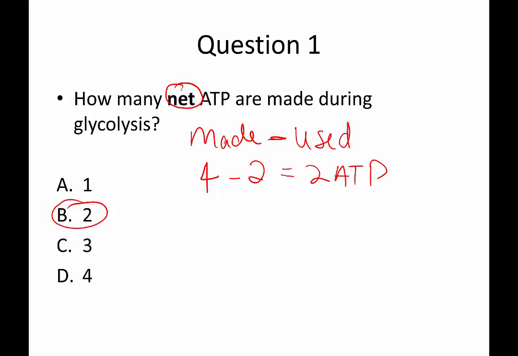So the major point of this question is just to teach you the definition of net. It's how many ATP are made minus how many are used. And really the only process in cellular respiration where we use this word net ATP made is glycolysis, since that's the only process that actually uses ATP. So just be aware that net ATP means how many are made minus how many are used.